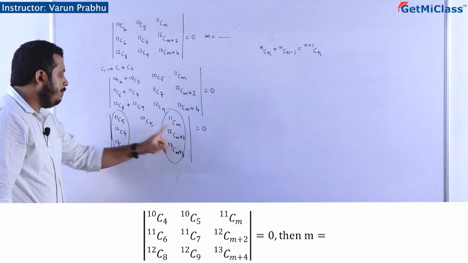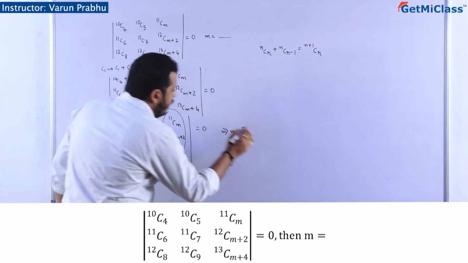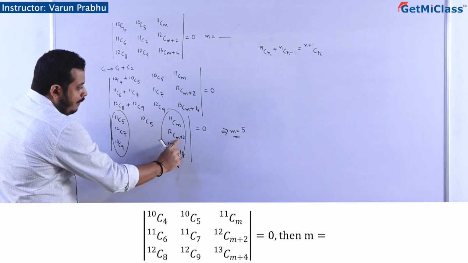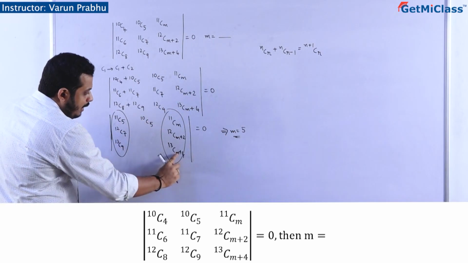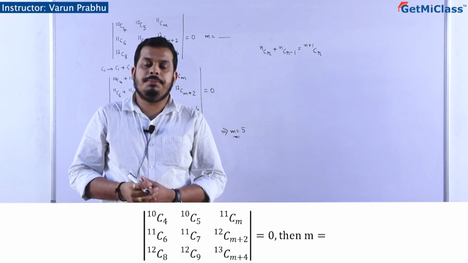So basically upon comparison, you will come to the conclusion that m value is equal to 5 is the answer to the question. Obviously, 5 plus 2, 7, 7 matching, 5 plus 4, 9, 9 matching. So what is the answer that we mark? We mark the answer as m is equal to 5.